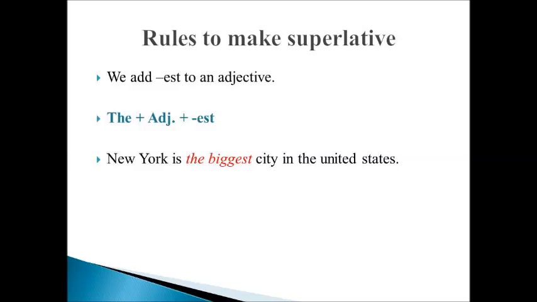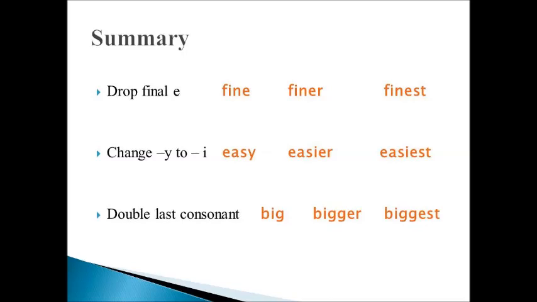Let's look at the final summary. We drop the final e and we add er. For example, if you have fine, it will change into finer, and then finest. We remove y from the adjective and we add ier or iest, for example, from easy to easier and easiest. We also double the last consonant. For example, in big, the ending is g, which is a consonant, and we double it to bigger, and we add er or est.